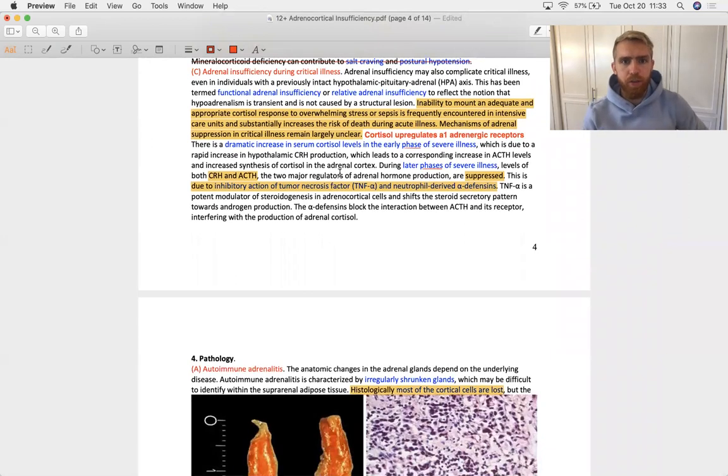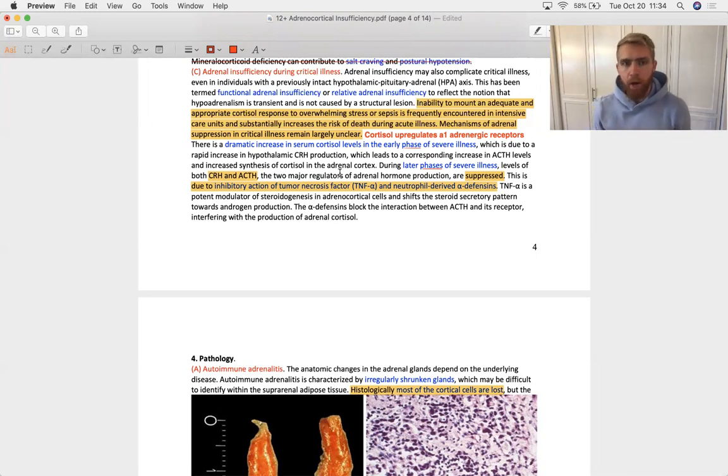Adrenal insufficiency during critical illness. Transient hypoadrenalism. Inability to mount an adequate and appropriate cortisol response to overwhelming stress or sepsis. This is frequently encountered in ICUs, and this substantially increases the risk of death during acute illness.